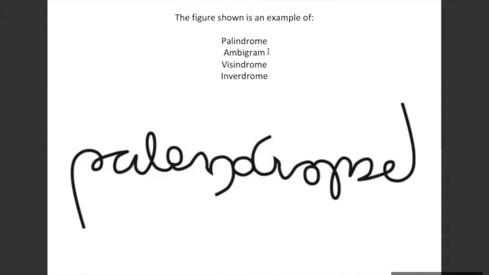So I request you to, on your own, quickly do a Google search on what is a palindrome and what is an ambigram, and then let me know the answer here.